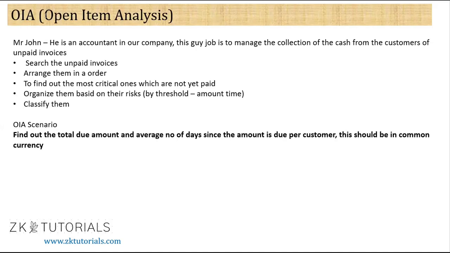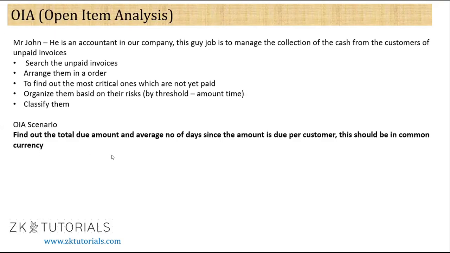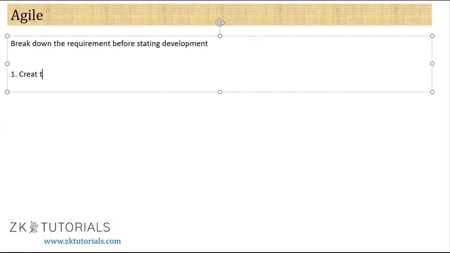Here you can see we have this OIA scenario. It says to find out the total due amount and the average number of days since the amount is due per customer. This should be in common currency. So firstly we have to break down all this requirement. We need a database table which contains the customizing, meaning standalone currency records which will be stored.